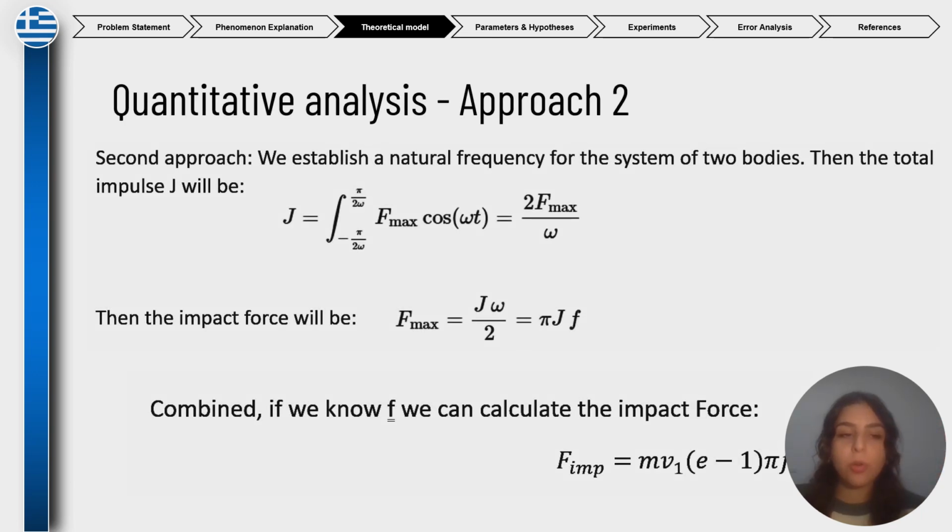The second approach for our quantitative analysis is that we establish a natural frequency for the system of the two bodies, and then the total impulse J will be given by this formula, and then the impact force will be given by pi J times f, the frequency, and combined, if we know the frequency, we can calculate the impact force.